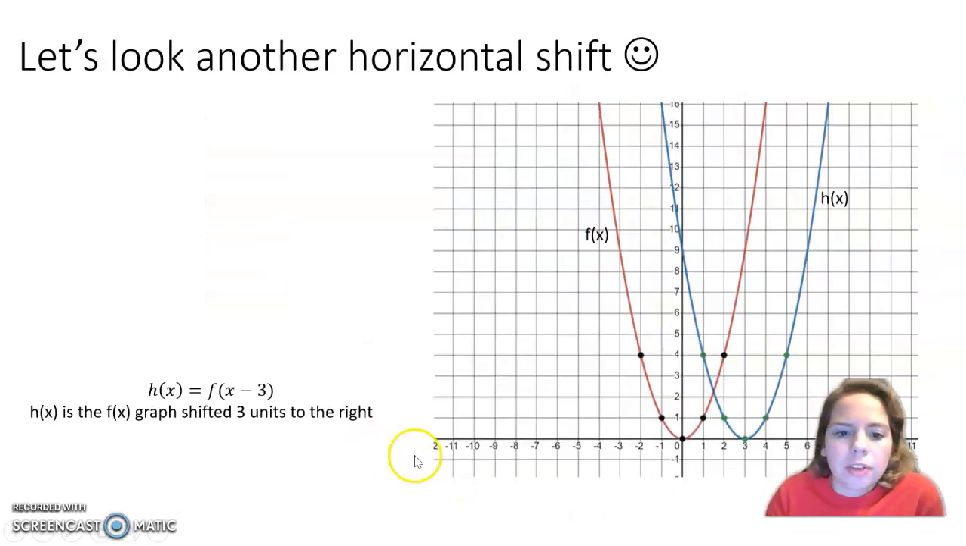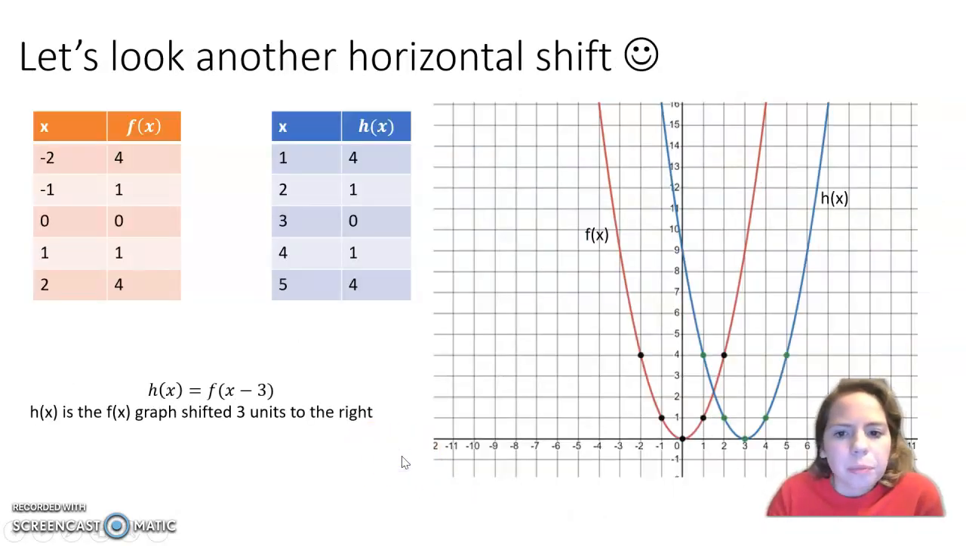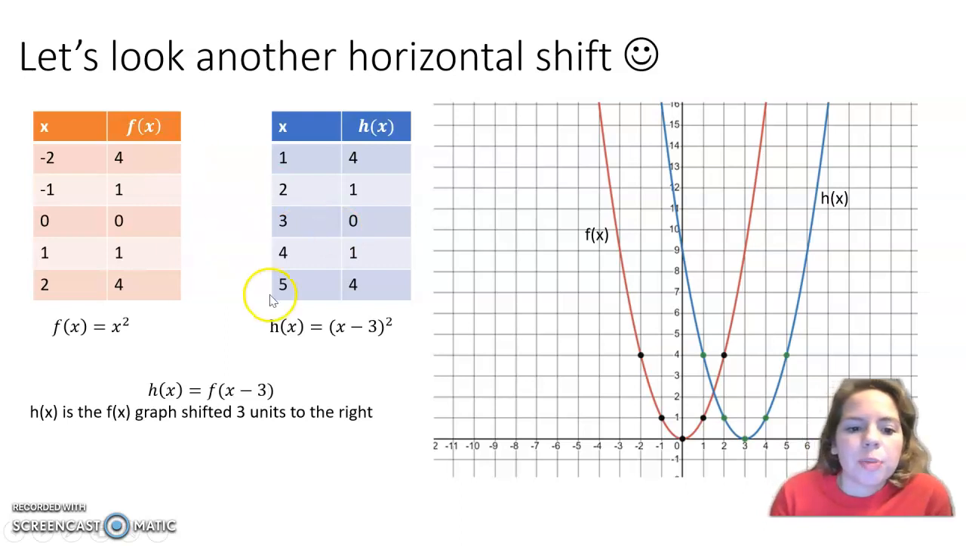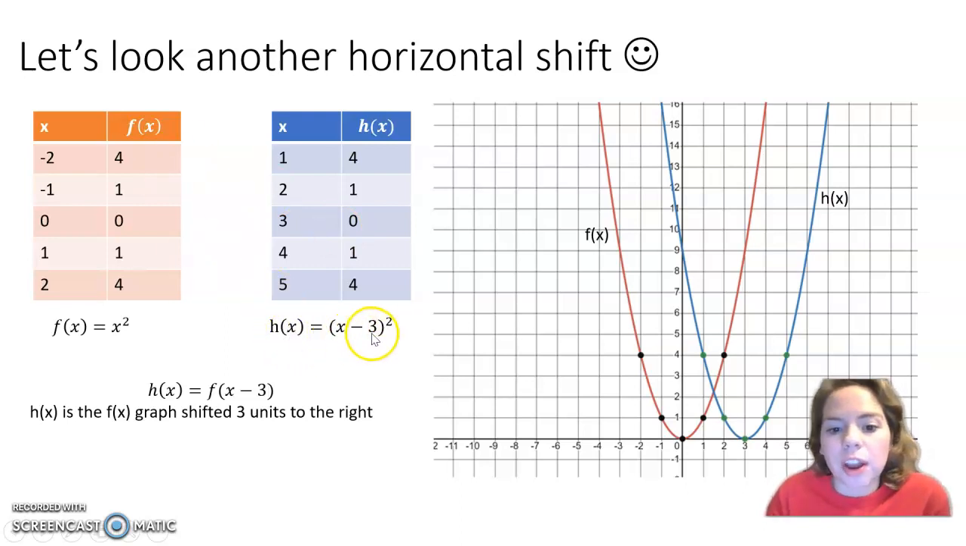And taking a peek at another example. So here we've got our tables on there. Again, I've got f of x, our original y equals x squared, or f of x equals x squared. And then in the blue, I've got h of x. And here it looks like we're moving 3 units to the right. So if you take a peek at the equation here, we've got h of x equals x minus 3 squared. So notice that x minus 3 is telling us that we're going 3 units to the right.